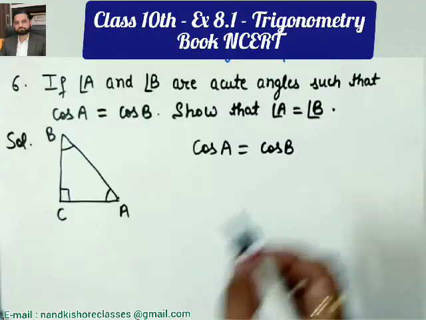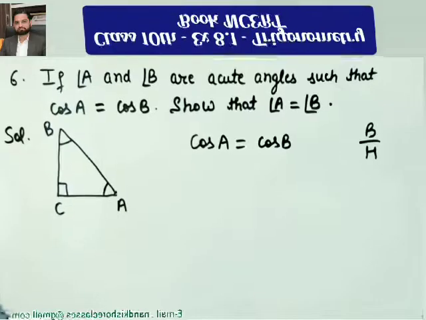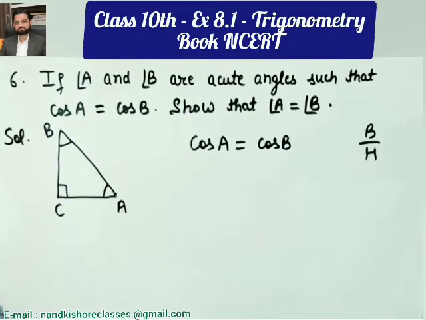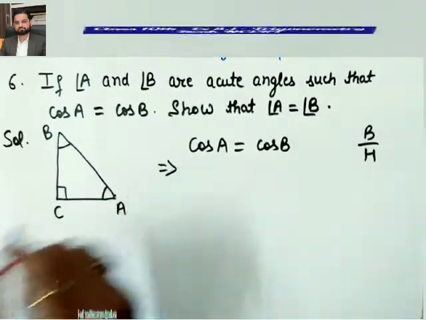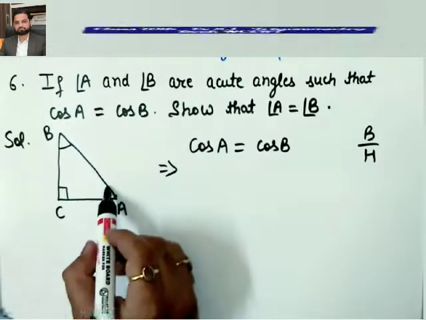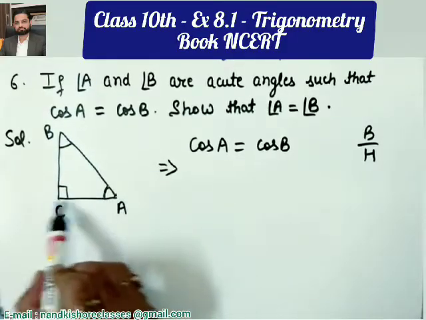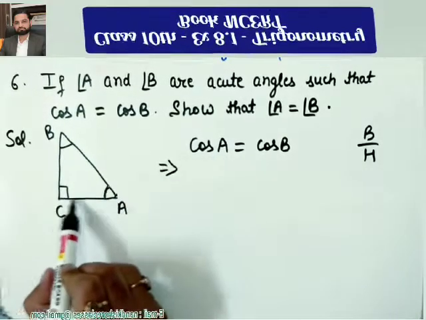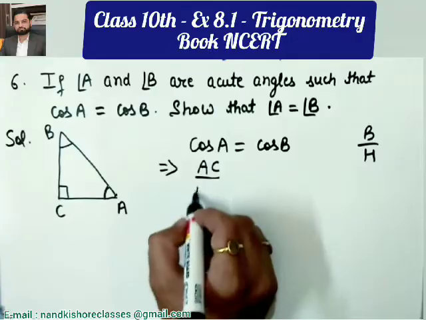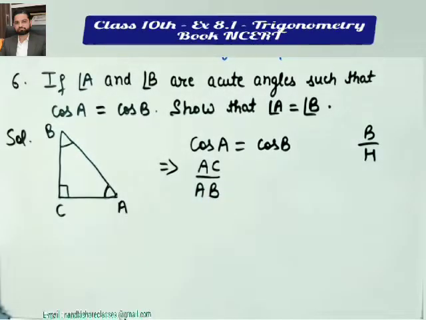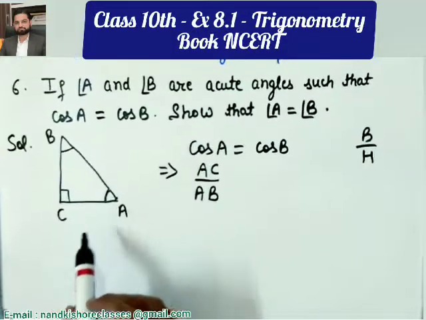Now what is cos? We know that cos is base upon hypotenuse. In our previous lectures we have covered it, right? Cos is base upon hypotenuse. Now cos A equal to cos B, we need to write the required values. For cos A, when angle A I am using, A and 90 degree collectively make a base. So for angle A, base will be AC, right? So I am going to write AC over hypotenuse, which obviously remains the same, so it will be AB. I hope you are clear with this, because angle A and 90 degree collectively make base AC.